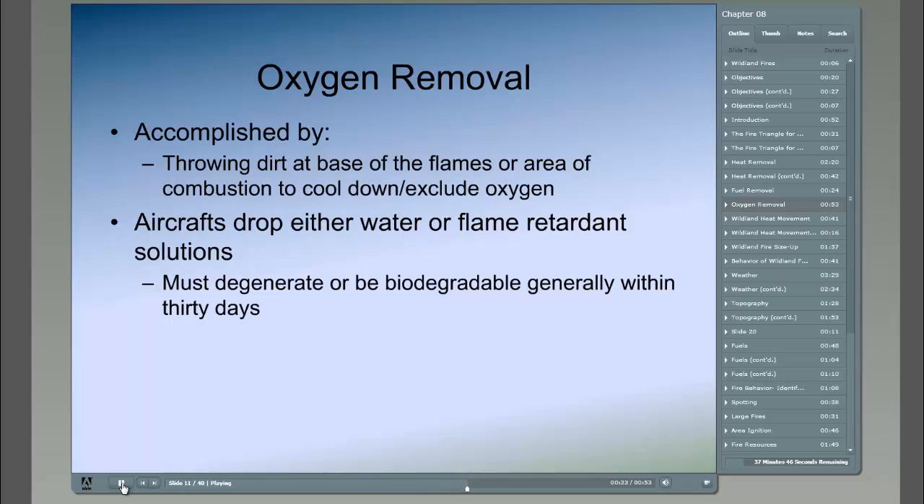Aircraft are used on wildland fires to drop either water or flame retardant solutions that are designed to suppress the combustion process by cooling and smothering the fuel. To be approved for use, the flame retardant material must degenerate or biodegrade, generally within 30 days of its application.